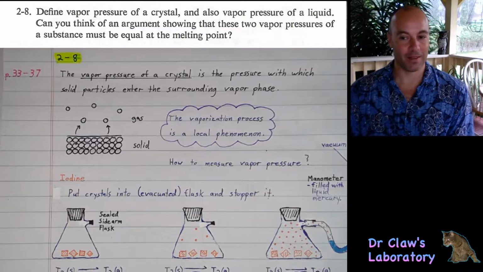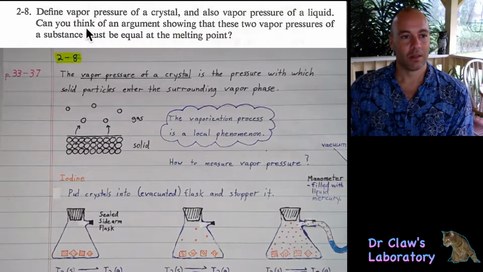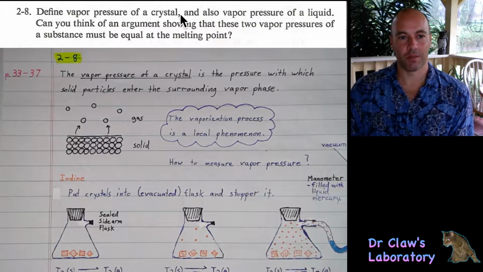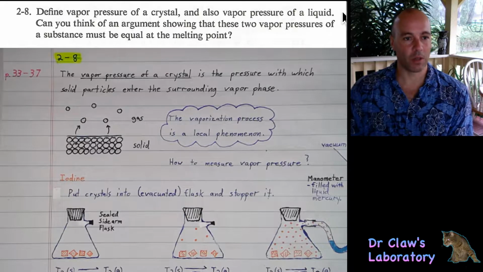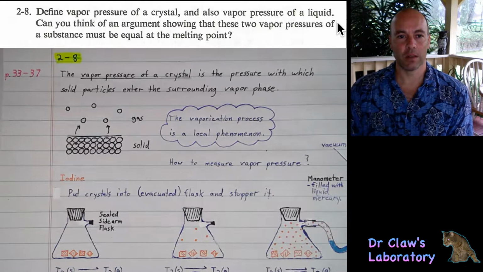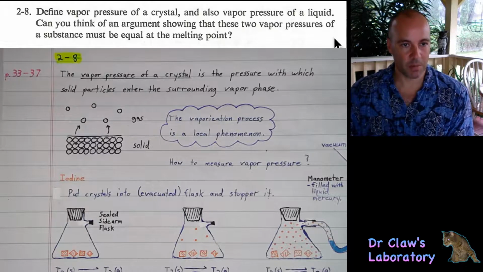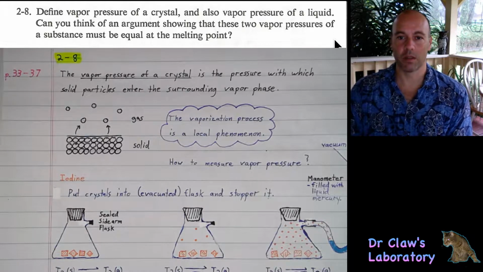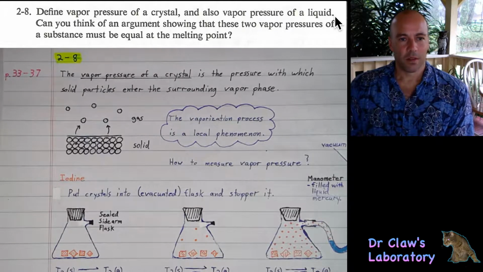So, number 8. Define vapor pressure of a crystal, and also vapor pressure of a liquid. Can you think of an argument showing that these two vapor pressures of a substance must be equal at the melting point? Let's first define the two.